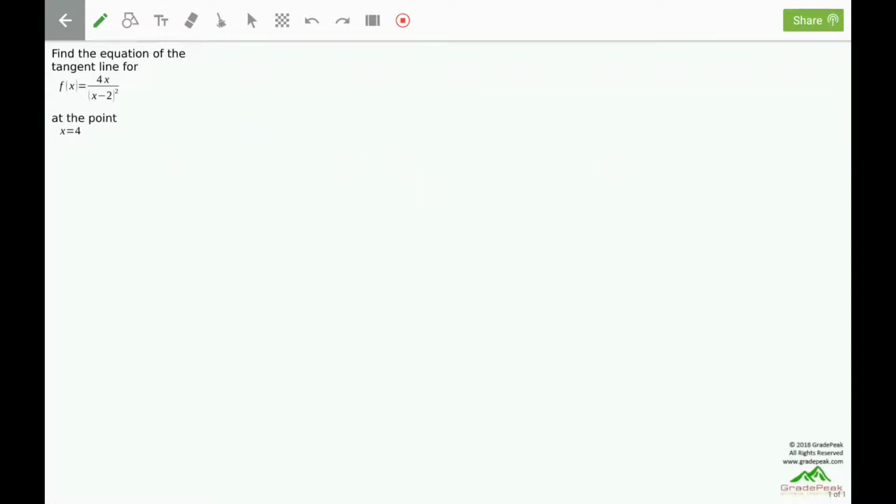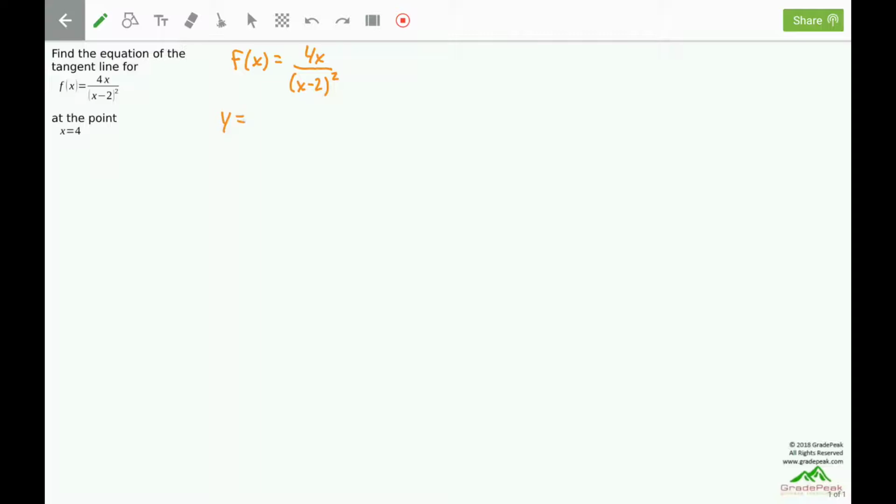Find the equation of the tangent line for f of x equals 4x divided by (x minus 2) squared at the point x equals 4. For the equation of the tangent line, we need the x and y coordinates of the point. Right now we have just the x coordinate. So the first thing we need to do is find the corresponding y coordinate by plugging that x coordinate into our function, which is 4x divided by (x minus 2) squared.